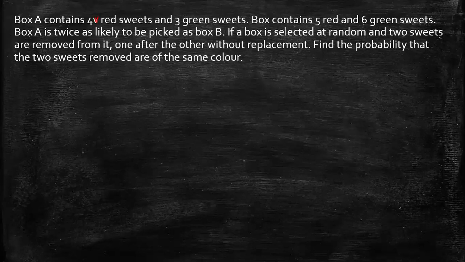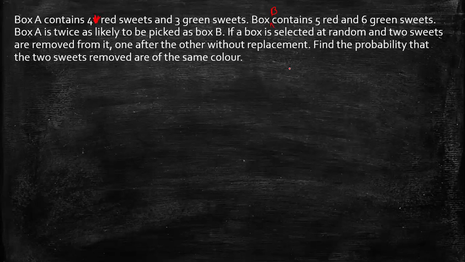Box A contains 4 red sweets and 3 green sweets. Box B contains 5 red and 6 green sweets. Box A is twice as likely to be picked as box B. If a box is selected at random and 2 sweets are removed from it, one after the other without replacement, find the probability that the 2 sweets removed are of the same color.